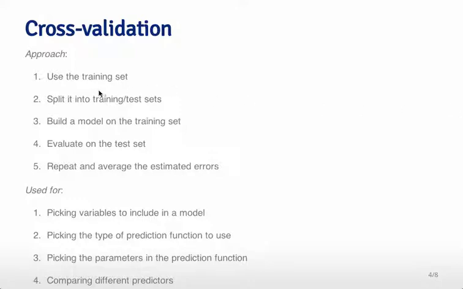So again, the idea is we take the training set and we split the training set itself up into training and test sets over and over again, keep rebuilding our models and picking the one that works best on the test set. This is useful for picking variables to include in the model. So again, we can now fit a bunch of different models with various different variables included and use the one that fits best on these cross-validated test sets. And then we can also pick the type of prediction function to use, so we can try a bunch of different algorithms. Again, pick the one that does best on the cross-validation data sets. Or we can pick the parameters in the prediction function and estimate them.